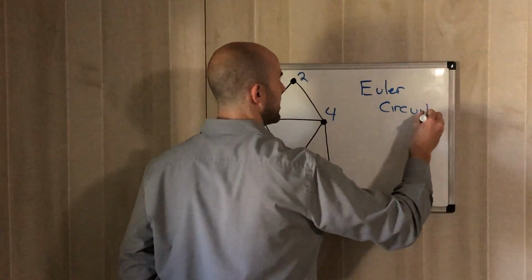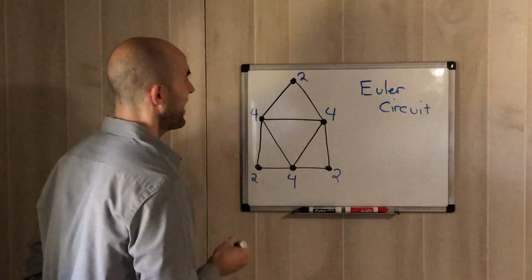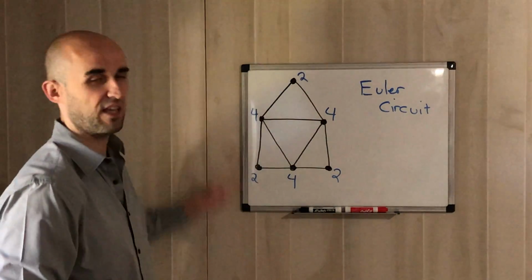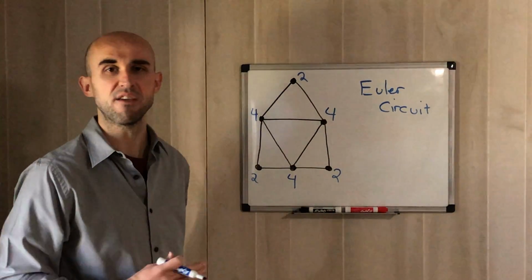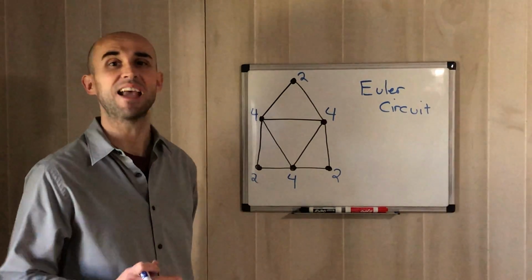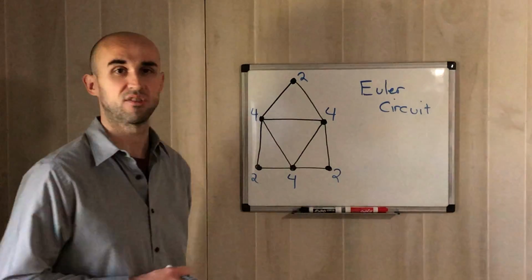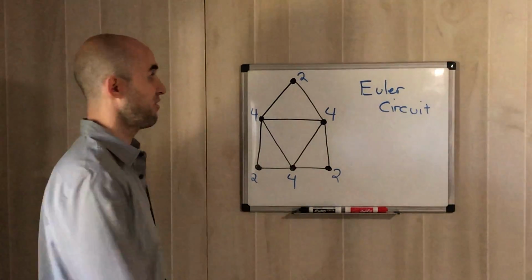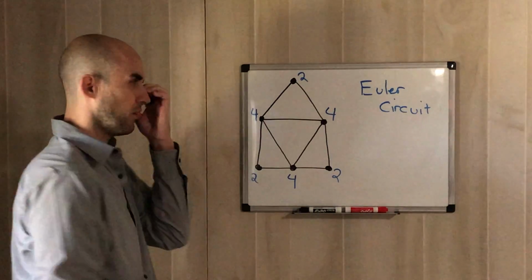It's an Euler circuit because all of these degrees, they're all even numbers. If there's any odd number, then it's not an Euler circuit. If there's no odd numbers, it's an Euler circuit.